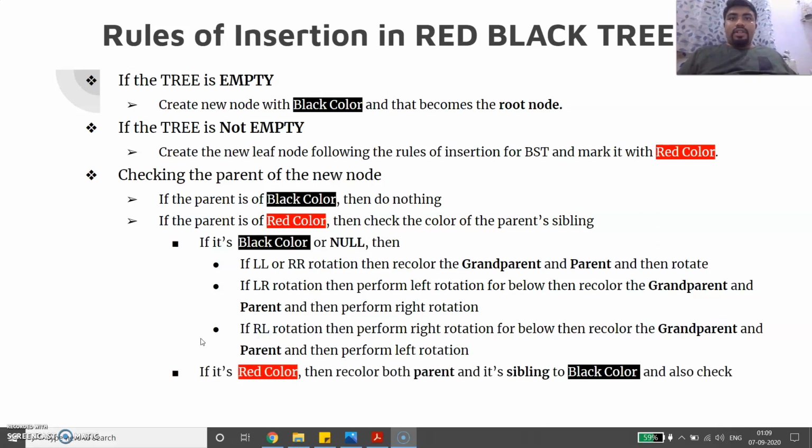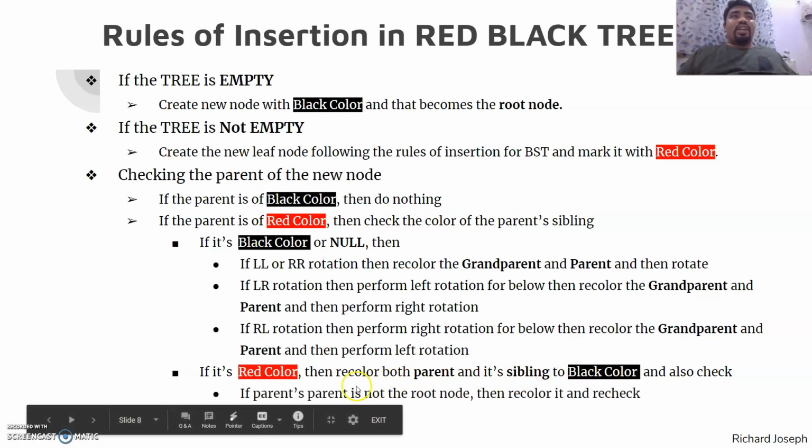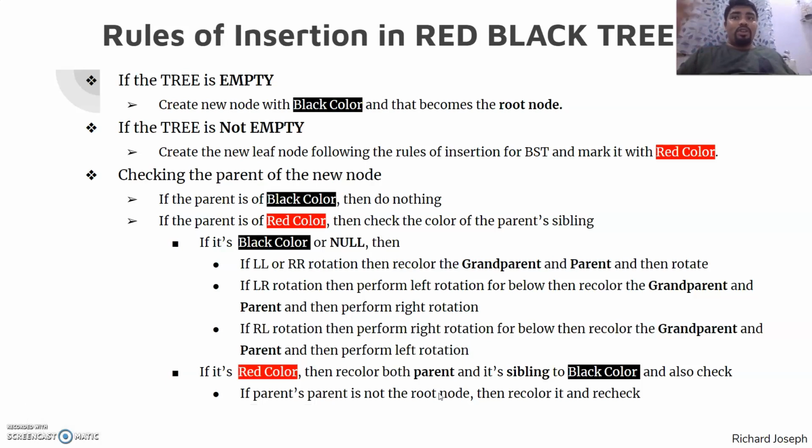What if the parent's sibling has a red color? Then you have to recolor both the parent and its sibling. That means the sibling of the parent, you can call him uncle. So you have to color both the parent and the uncle with black color. And then you have to again check for your grandparent. If the grandparent is not the root node, then you have to recolor that as well. And then again you have to check whether you are violating any property of the red black tree.